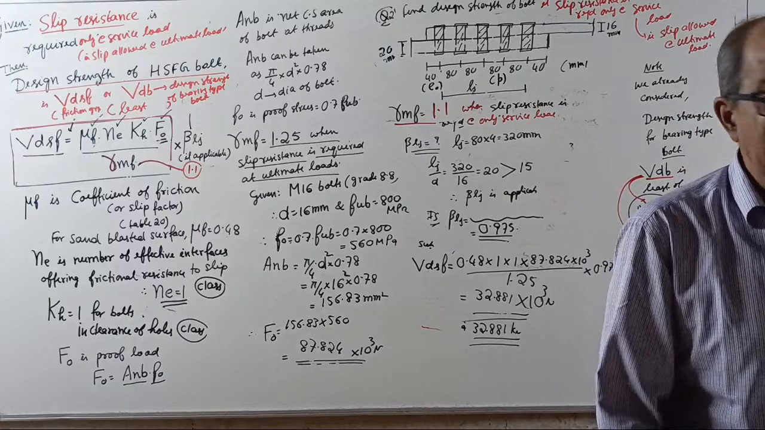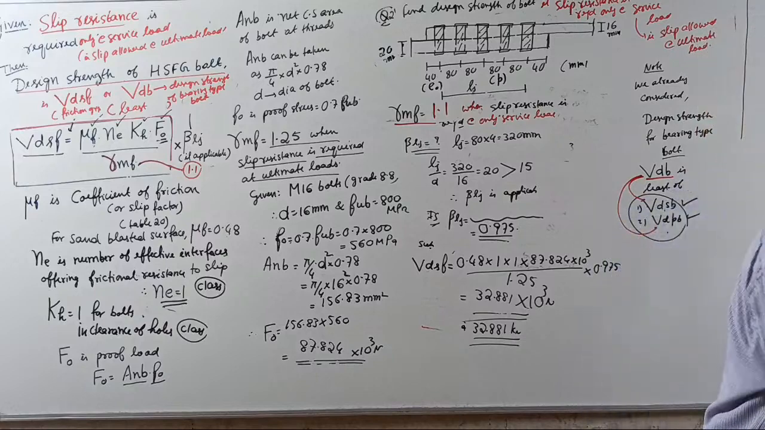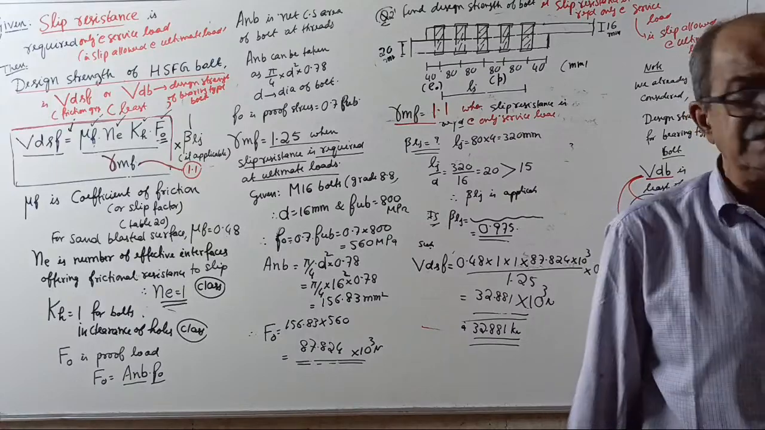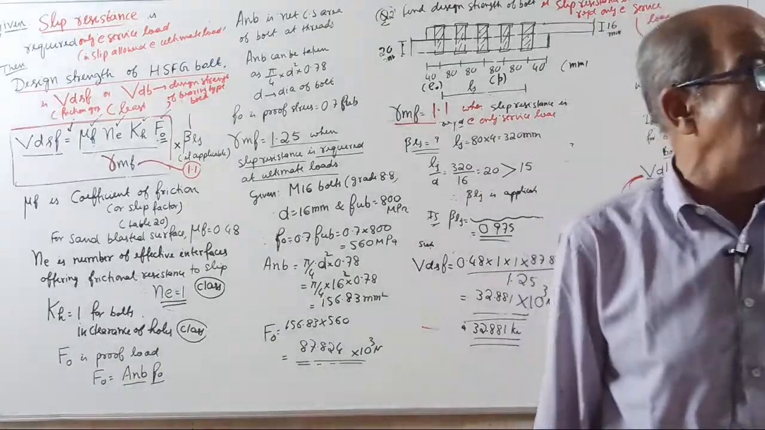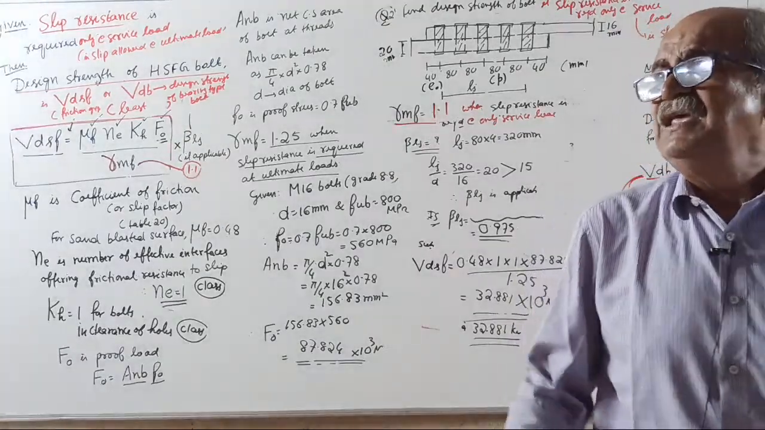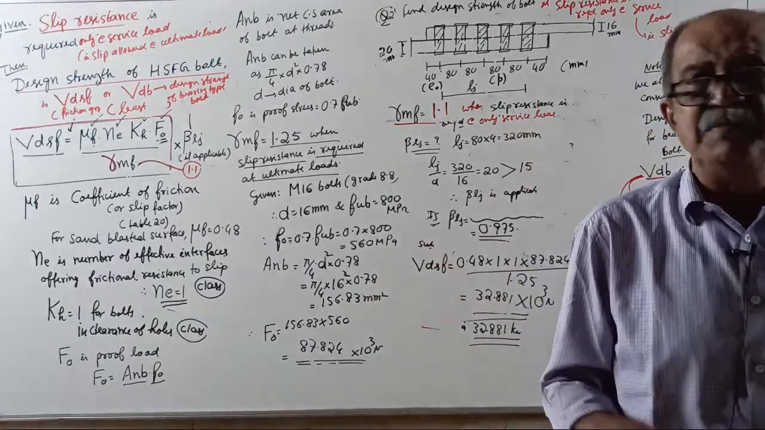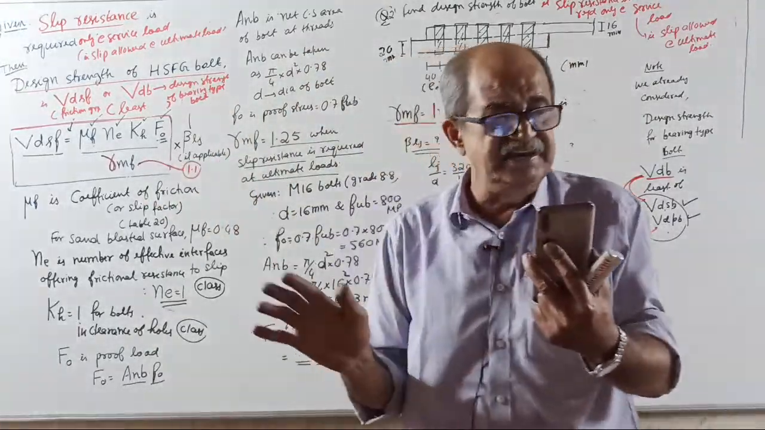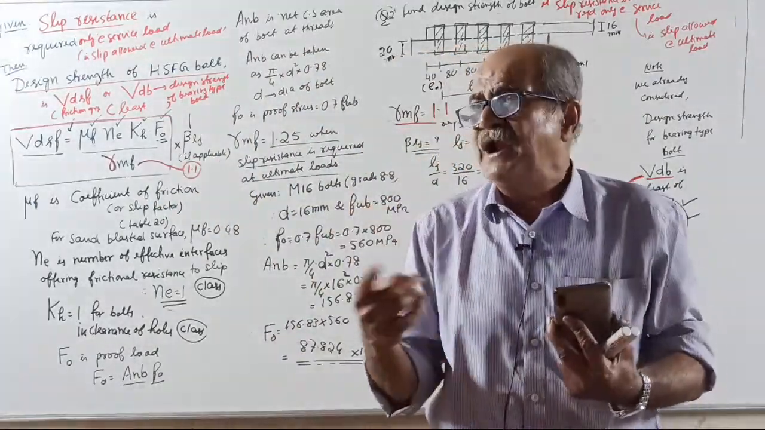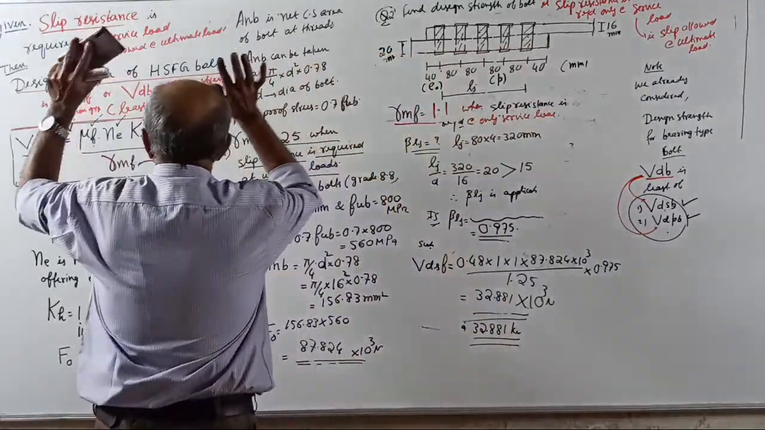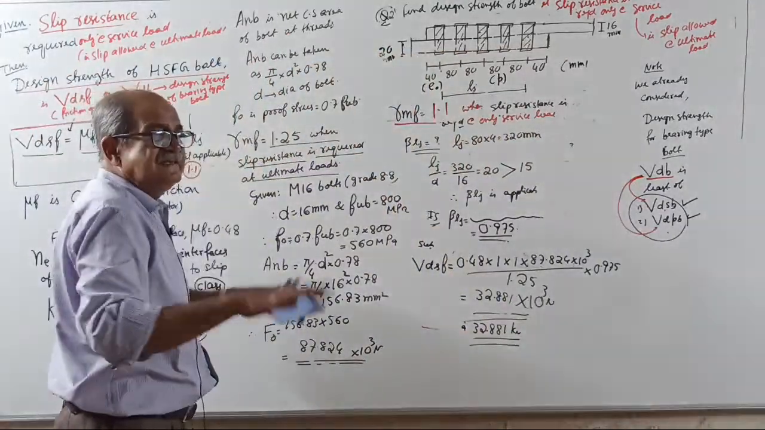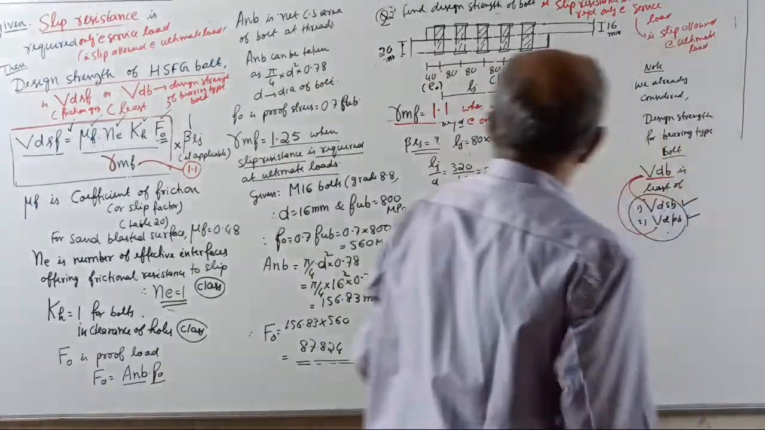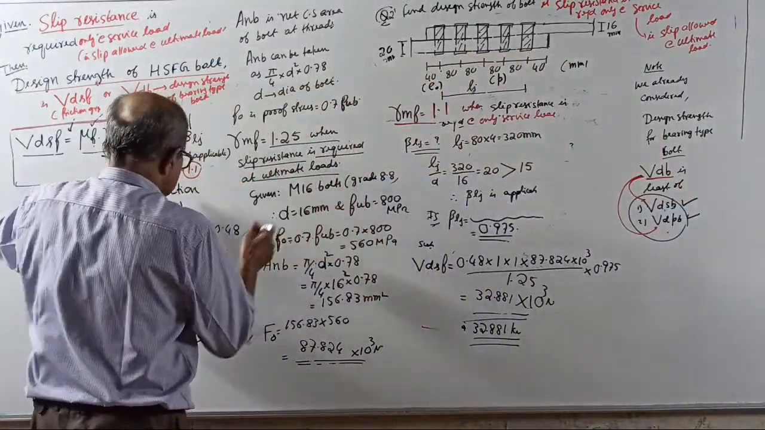See the IS code, very clearly given. If you want frictional resistance only at service load, then gamma MF is 1.1. If you want frictional resistance even at ultimate load, 1.25. Everything is the same procedure as last time, no change. You should write a note: only change is instead of 1.25, use 1.1. Okay, over. Therefore, tell the answer.